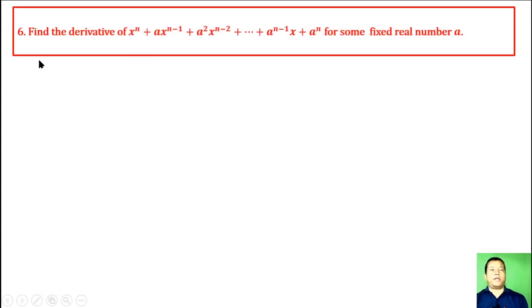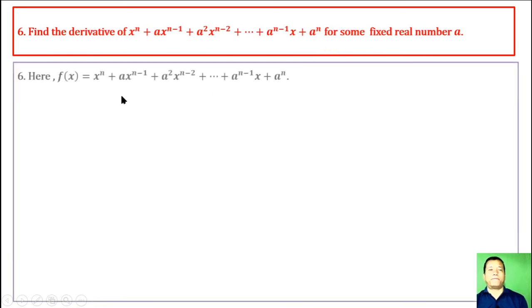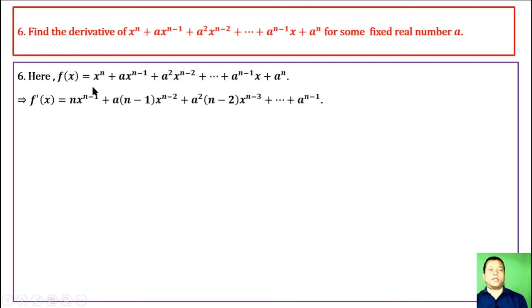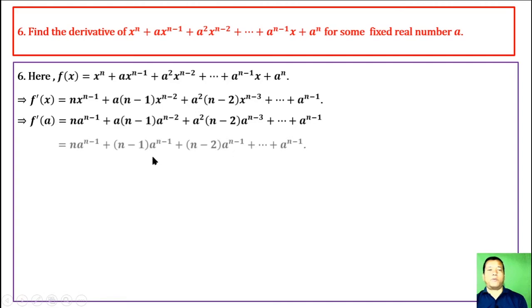Question number 6. Find the derivative of this function for some fixed real number a. Here the function is this. Therefore, f dash of x is, applying power rule, whose derivative is this, whose derivative is this, whose derivative is this, and for this whose derivative is this, but whose derivative is 0. Therefore, f dash of a, x is replaced by a, we get this. Simplify, we get this, which is the required derivative.